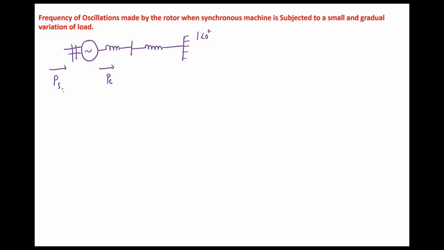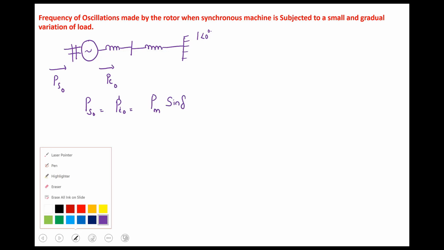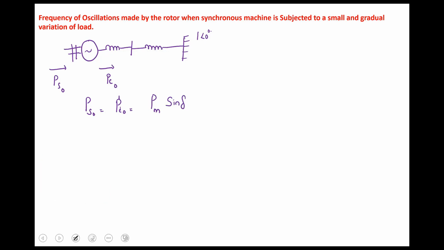Initially, let us assume the shaft power is constant, PS naught, PE naught, and both are stably operating. Now, if I write this, PS naught is equal to PE naught is equal to PM into sine delta, which is the curve it is following. So if I draw the power angle curve, it is a curve between electrical output of the machine and delta.